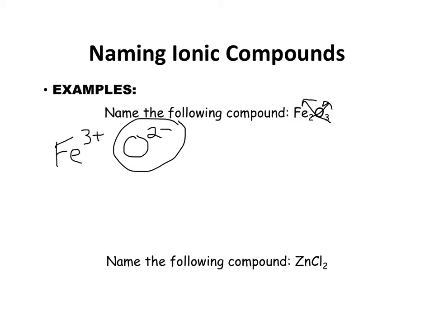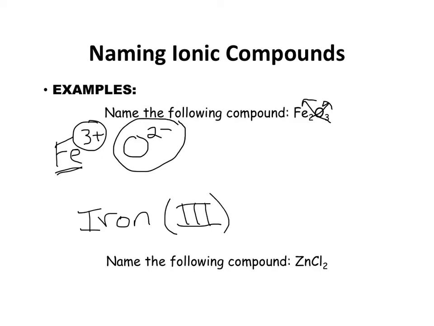We write the name of the metal. Fe is iron, followed by his charge in parentheses as a Roman numeral. Well, right now his charge is a 3 plus. So we put his charge in parentheses as a Roman numeral 3. So iron 3, followed by the name of the nonmetal with an IDE ending. Well, the nonmetal is oxygen. It has to end in IDE, so it's oxide.